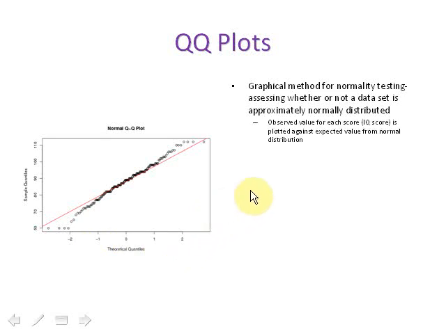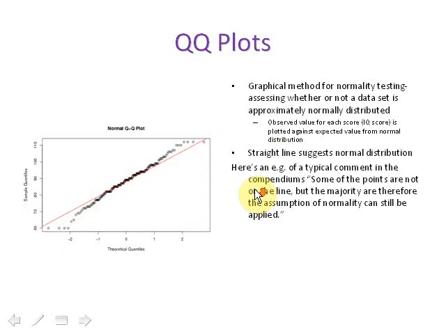So the observed value for each score is plotted against the expected value from the normal distribution, sort of, and if the values lie close to this red line, it's suggestive of a normal distribution. But here's some typical comments. Some of the points are not on the line, but the majority are, therefore the assumption of normality can be applied. Well, actually, looking at this, the majority aren't on the line, and anyway, it's not about being exactly on the line.